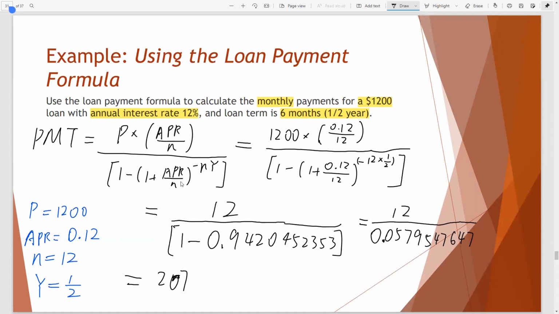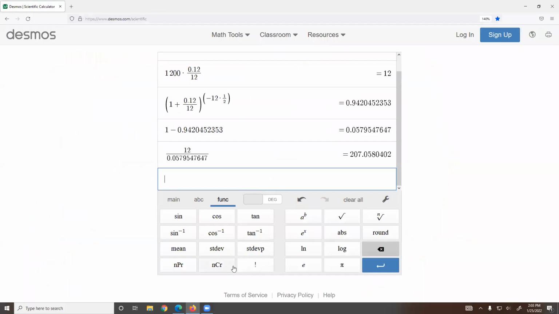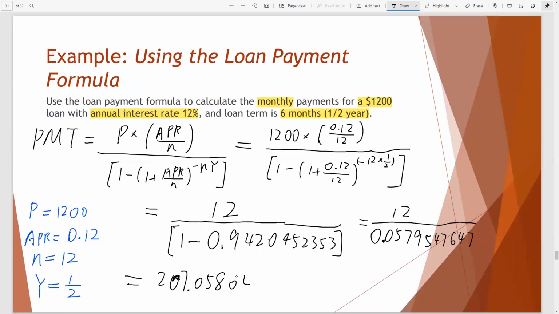In the process, it's better to show the work: 207.058, or the decimals, 0402. And the monthly payment, you can just round to the nearest cents. That's still money we're dealing with. 207.06. So that is the simplest application we have.